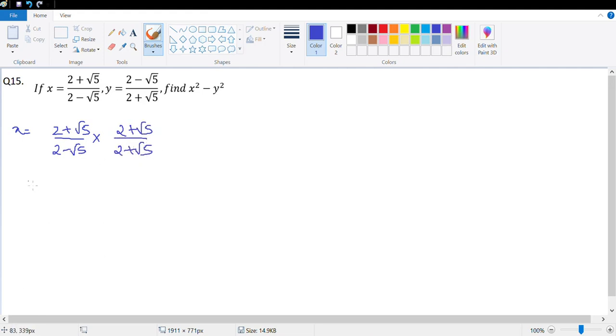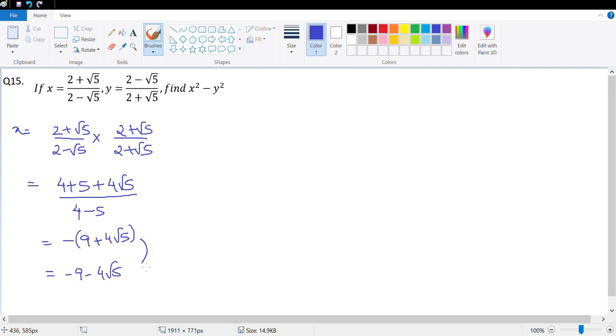So in the numerator, I have x plus y whole square, which means x square plus y square plus 2xy, that's 2 into 2, 4, plus root 5, multiplied with root 5, so that's 4 root 5. In the denominator, I have x square, which is 4, minus y square, which means minus 5. So what we have is 9 plus 4 root 5 upon negative 1, which means negative of 9 plus 4 root 5. I could also write this as negative 9 minus 4 root 5, or I could leave it as is, whatever you prefer.